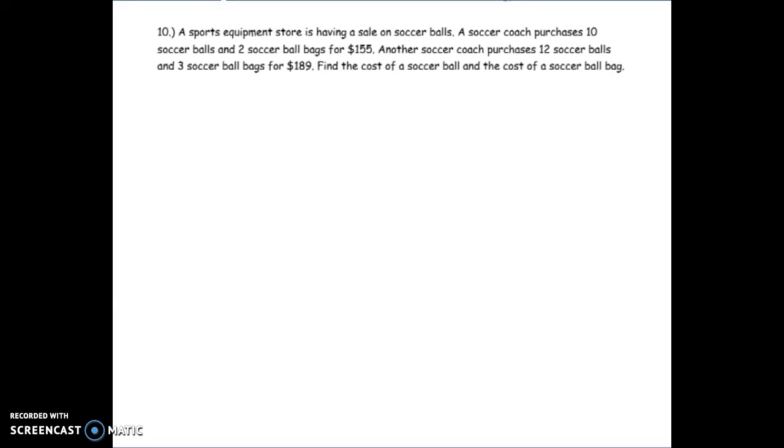Okay, moving on to number 10. A sports equipment store is having a sale on soccer balls. Soccer Coach purchases 10 soccer balls and 2 bags for $155. Another soccer coach purchases 12 soccer balls and 3 soccer bags for $189. Find the cost of a soccer ball and the cost of the soccer ball bag. Okay, so let's let X be the balls and let's let Y be the bags.